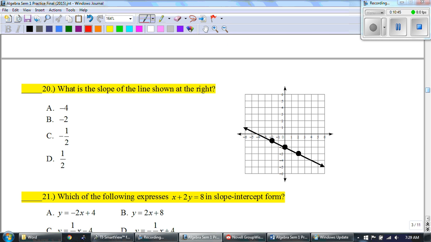Okay, and last one, number 20. What is the slope of the line shown at the right? Remember, when we're looking at slope, we're going from one point to the other. The first thing that I know is that this line is falling. And if it's falling, it's a negative slope. So we can cross out D. And then we just count. So I'm going down 1 over 2. So my slope is down 1 over 2, which is negative 1/2 for C.